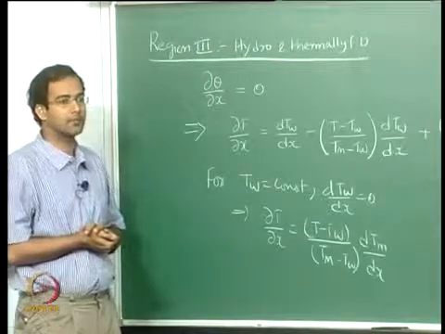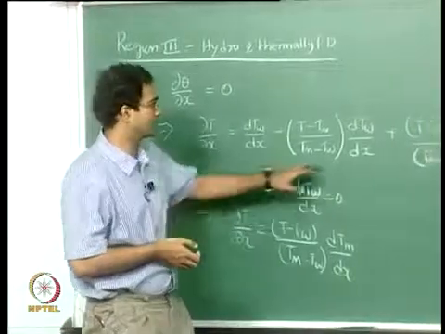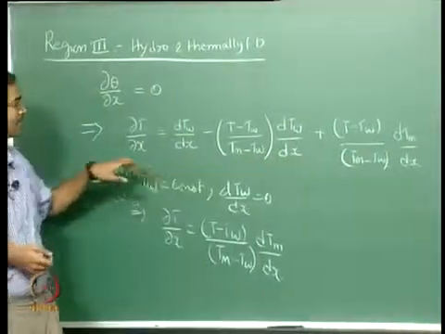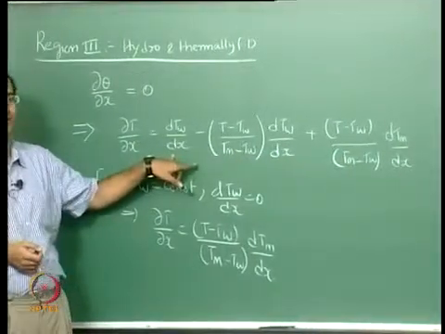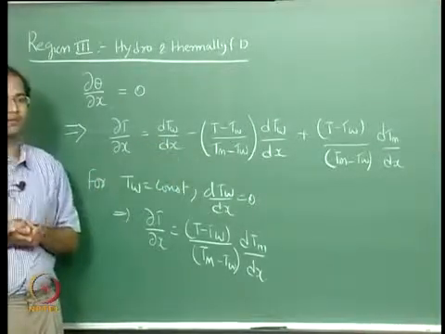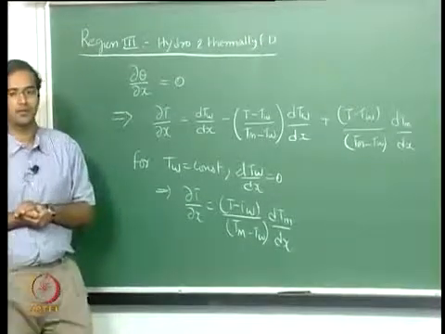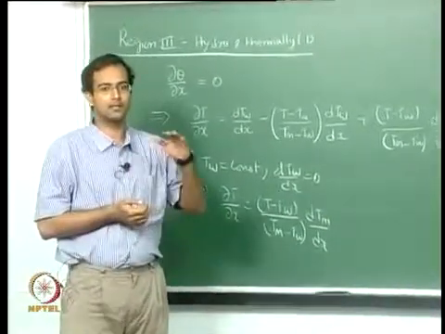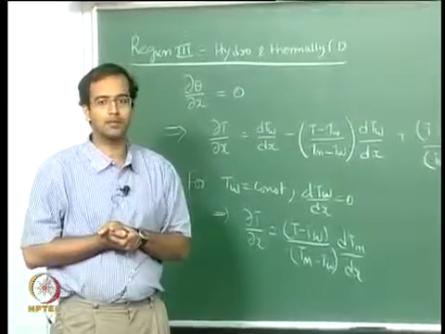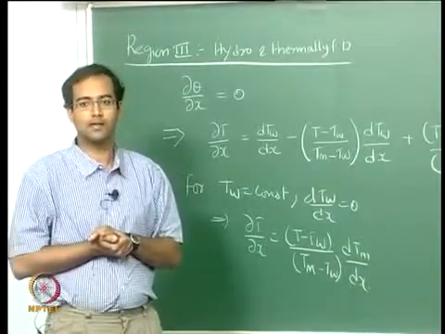there we came to the conclusion that dTm by dx is equal to dT wall by dx, and these two terms got cancelled and your dT by dx is equal to dT wall by dx. So all three can be equal only if they are equal to a constant, and therefore the variation of the temperature at any radial location as well as your wall temperature and mean temperature, they have to be parallel to each other and they have to be a linear line.